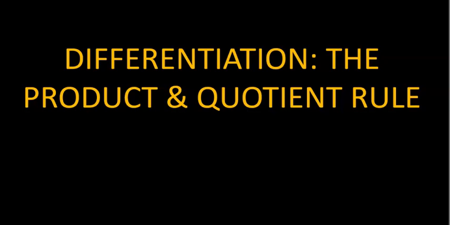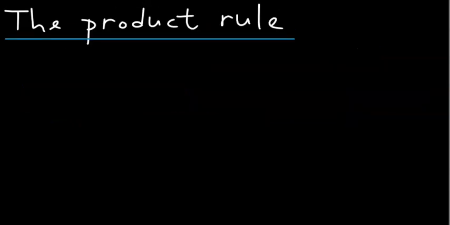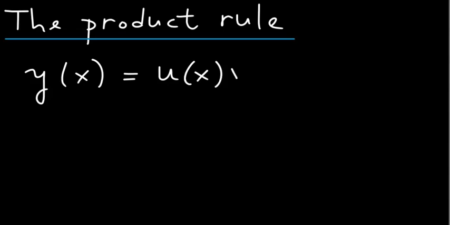We shall look at the product rule and the quotient rule in differentiation. Let's look at the product rule first. Let's assume y is a function of x, and y can be expressed as a product of two different functions of x. Let's call these functions u and v. Now we want to differentiate y with respect to x.